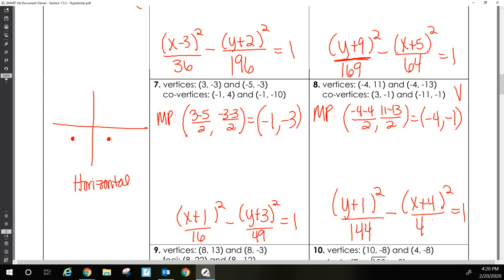7 squared is 49. All right, that's it for 5 through 8. When we come back, we're going to start messing around with some foci and hopefully get the next 4 on the next video.